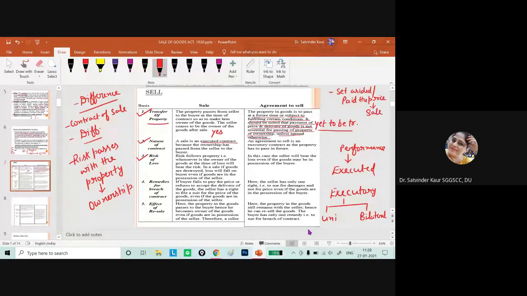And once the sale has taken place, the ownership is transferred to the buyer. When the ownership is transferred to the buyer, the buyer has got the right in rem. So the buyer can use the goods, the buyer can do whatever he wants to do. Now in this case, if I have selected the goods, I have paid the price, I have collected the goods.